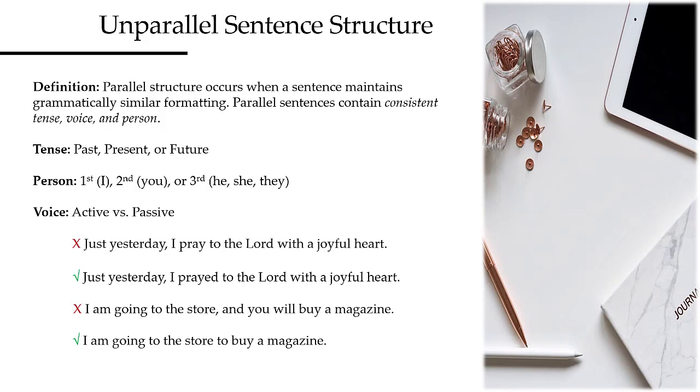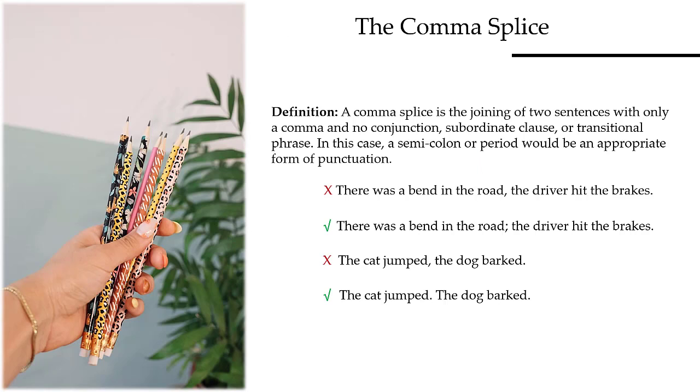The first kind of comma error is a comma splice. A comma splice is the joining of two sentences with only a comma and no conjunction, subordinate clause, or transitional phrase.